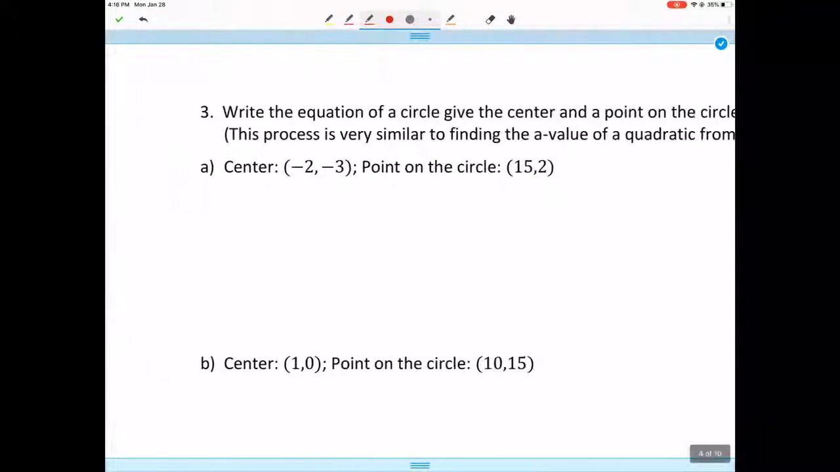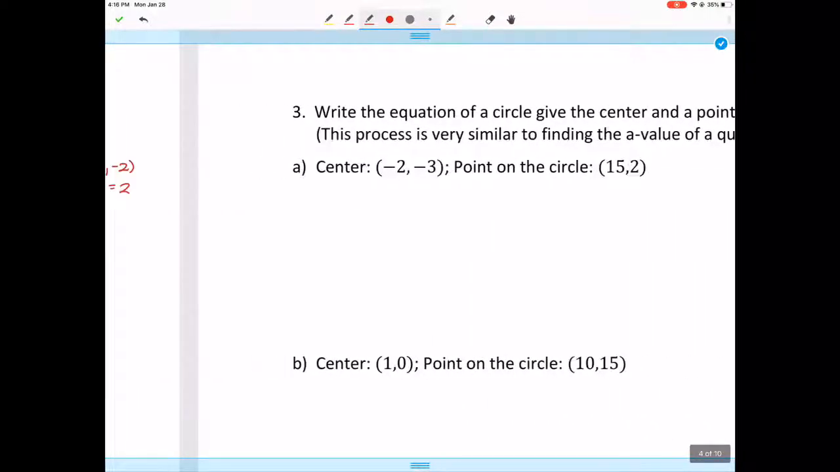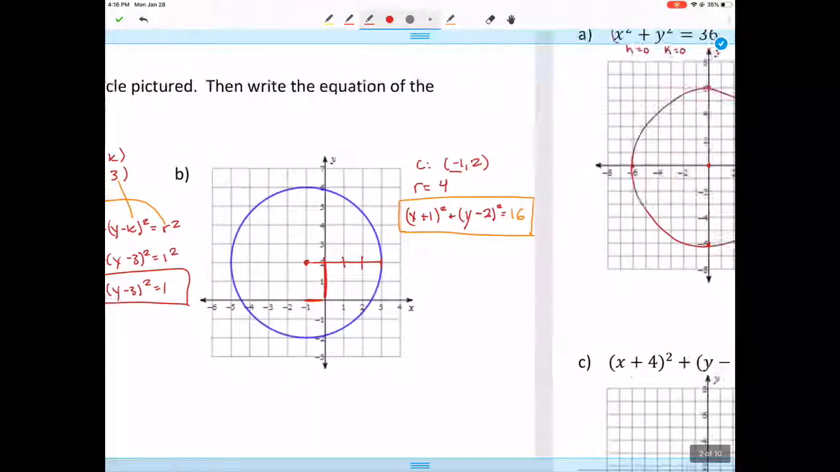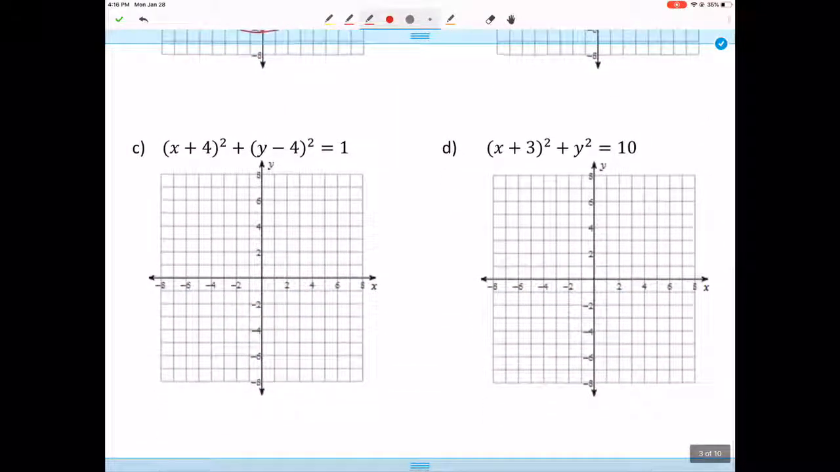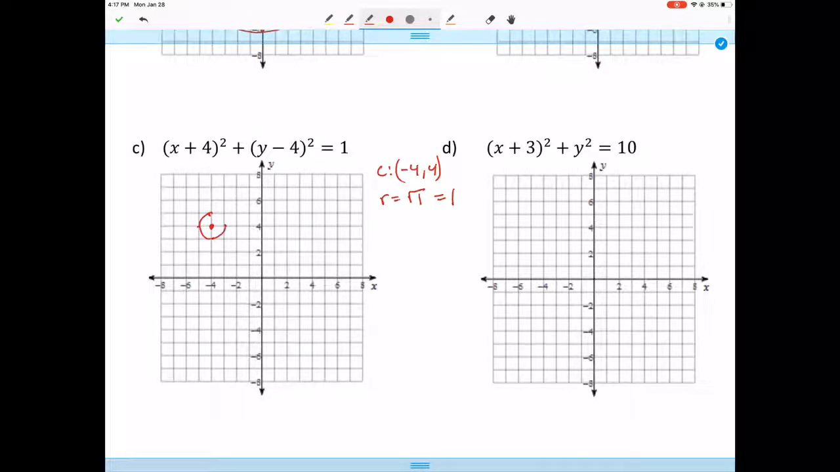Not too bad. Most people did this pretty quick in class. Did I miss anything? Oh yeah, there's one more. Sorry, I'm going all over the place. Here we have our center is -4, 4. So -4, 4 is right there. And our radius is the square root of 1, which is 1. So we put these points and we make our circle.